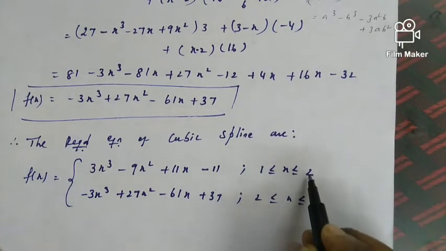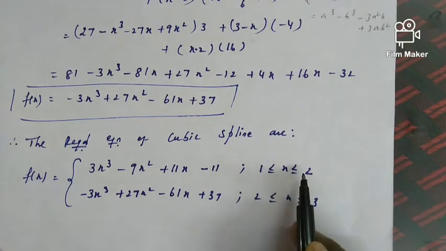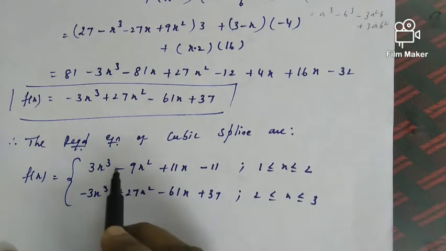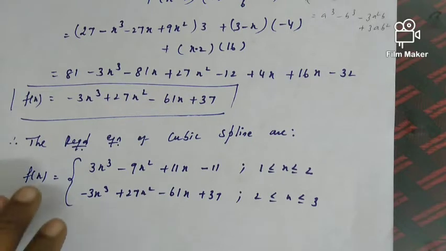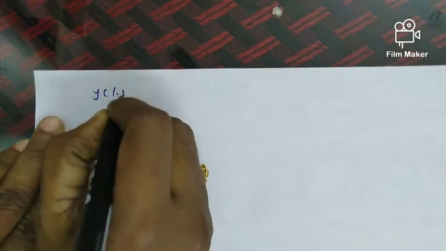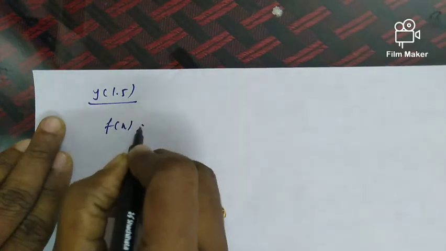In that sense, we have to go for the interval 1 to 2. In this place only 1.5 will be, isn't it? In the 1 to 2 interval only, x is equal to 1.5 will be there. So we can take the first spline equation. In this equation only we are supposed to substitute x is equal to 1.5. So by this way only we are going to find the second part of the question. So how to do the second part? First we have to find out y of 1.5. So to find y of 1.5, we'll take the first interval.